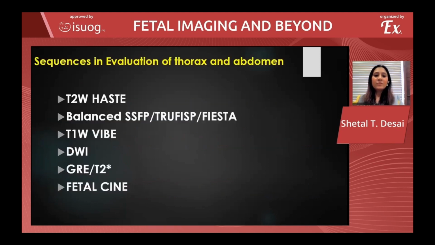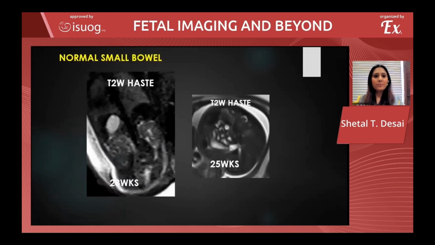T2-weighted HASTE and a TRUFISP or a balanced SSFP, depending on the type of machine, is used for evaluation of the anatomy. T1 weighted is used for evaluation of the bowel, liver, and heterogeneous lesions. Diffusion weighted is used for evaluation of the fetal kidneys and their function and heterogeneous masses. And T2 star is used for evaluating unexplained hepatomegaly and a fetal cine for demonstration of the esophageal pouch.